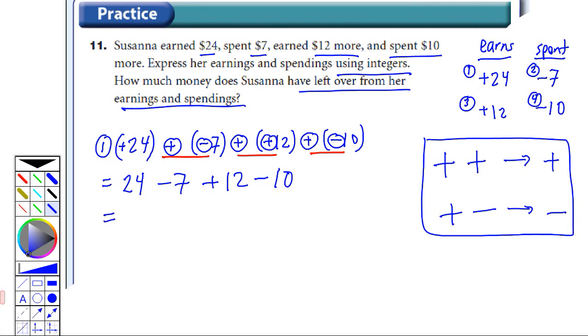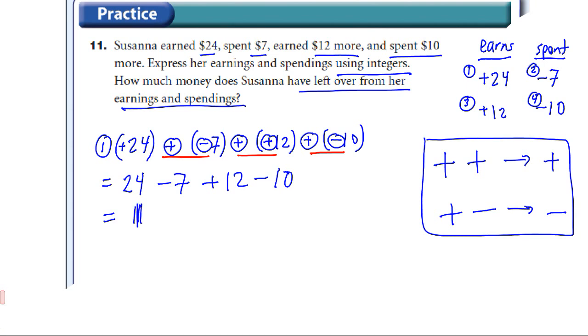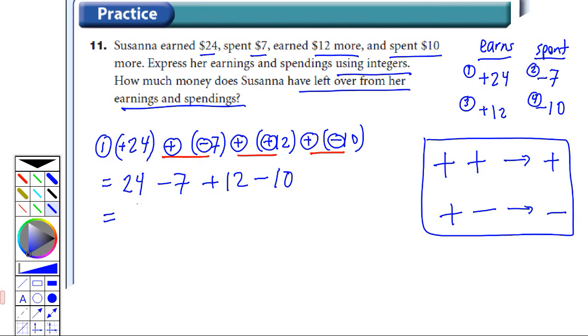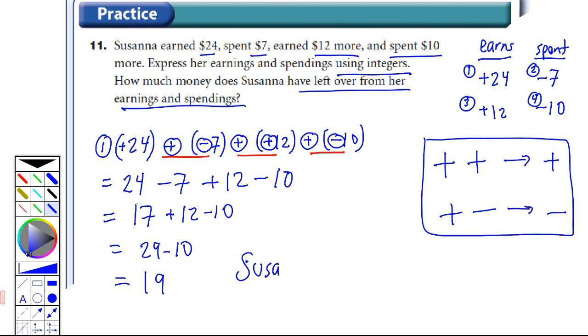So 24 minus 7 is going to be 17. I can write that down here. I think it's saving, so it's going to take a second. Whoops. So 17 plus 12 minus 10. 17 plus 12 is 29. 29 minus 10. And that's going to give me an answer of 19. So she has $19. We would write it out. Susanna has $19 left over.